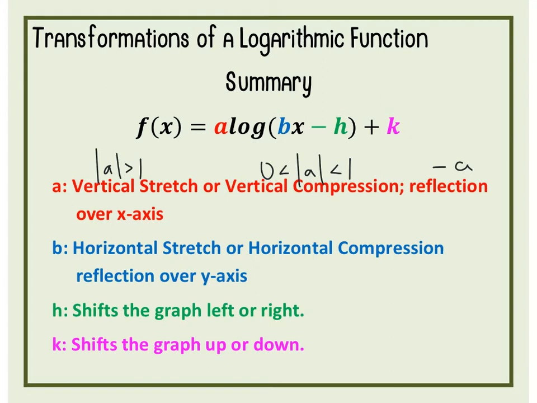B is the opposite. B has horizontal stretches and compressions. If the absolute value of b is between 0 and 1, it's a stretch. If the absolute value of b is greater than 1, it's a horizontal compression. And if it's negative, it reflects over the y-axis. H is going to be in the parentheses. We're always going to change the sign. This will shift left and right, and k will shift up and down.